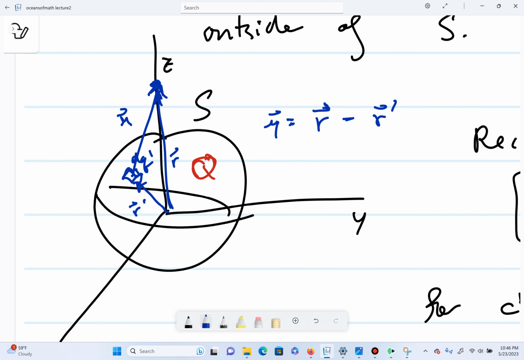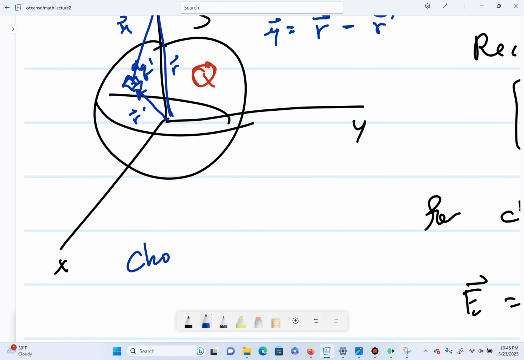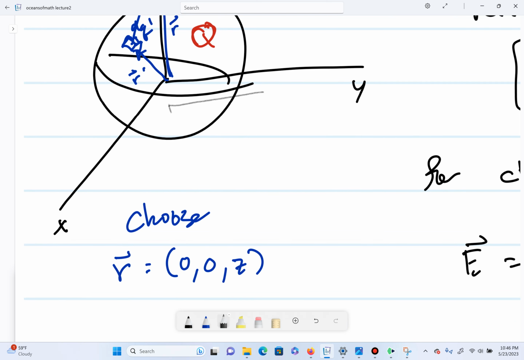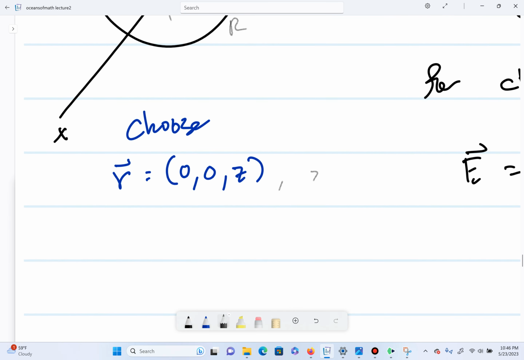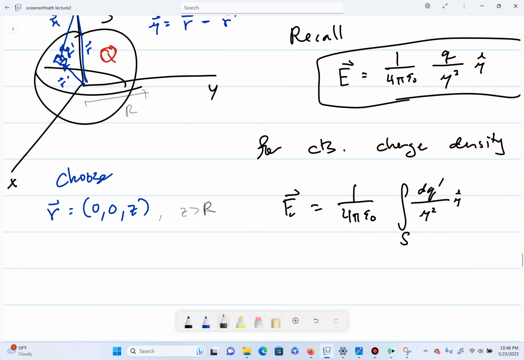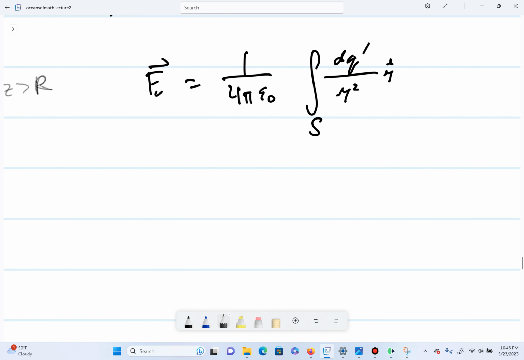Due to the symmetry of the sphere, we really only need to calculate the electric field at a single point or along a single axis away from the sphere, and we know that it's going to be radially symmetric about the sphere. So we might as well choose the point r equal to 0, 0, z, where the sphere has radius, maybe capital R, and z is going to be greater than capital R. All right, so all that's left to do is just set up this integration carefully.